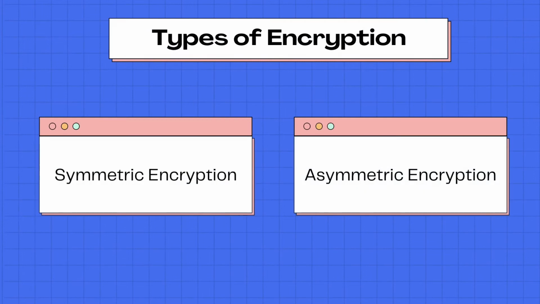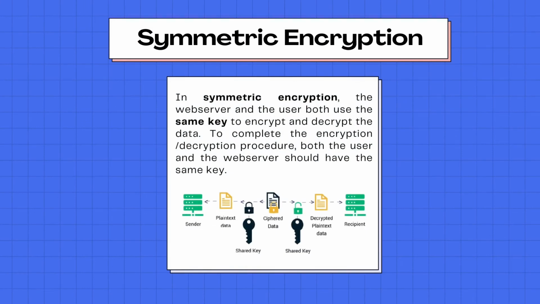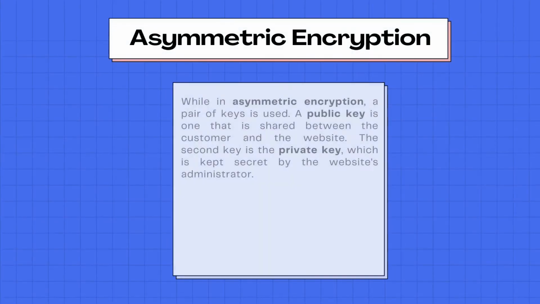Types of encryption. The two main kinds of encryption are symmetric encryption and asymmetric encryption. In symmetric encryption, the web server and the user both use the same key to encrypt and decrypt the data. A number, a character string, or a word can be used as the key. To complete the encryption-decryption procedure, both the user and the web server should have the same key.